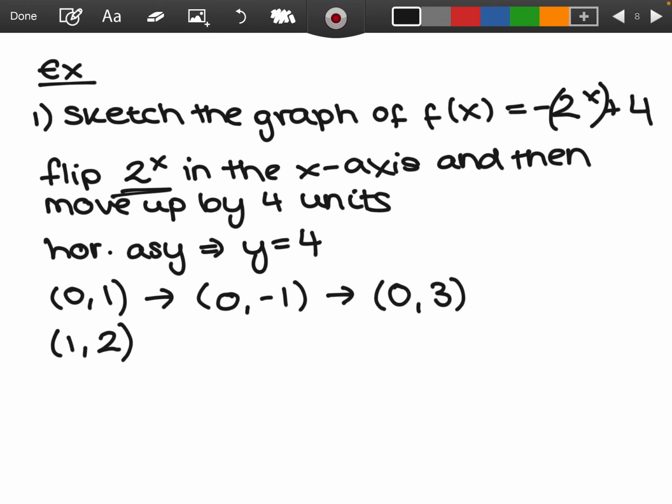Let's check out one other point. Let's look at the point 1, 2. Okay, that lies on 2 to the x because 2 to the power 1 is 2. What happens to the point 1, 2? Well, when I flip it in the x-axis, it's going to go to 1, negative 2. And when I move it up by 4 units, it actually stays where it originally started from. So I still end up at 1, 2.